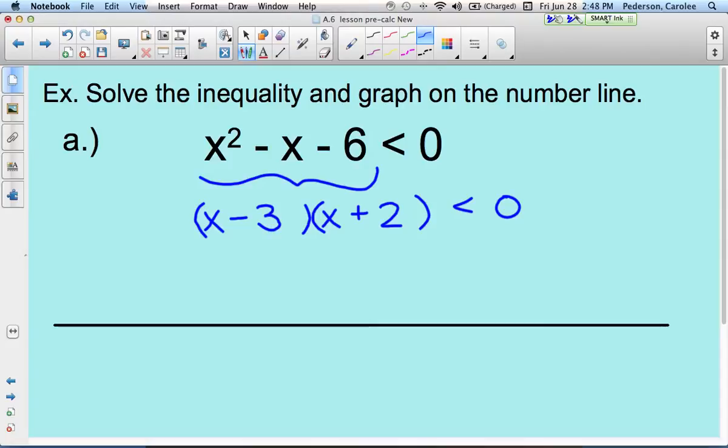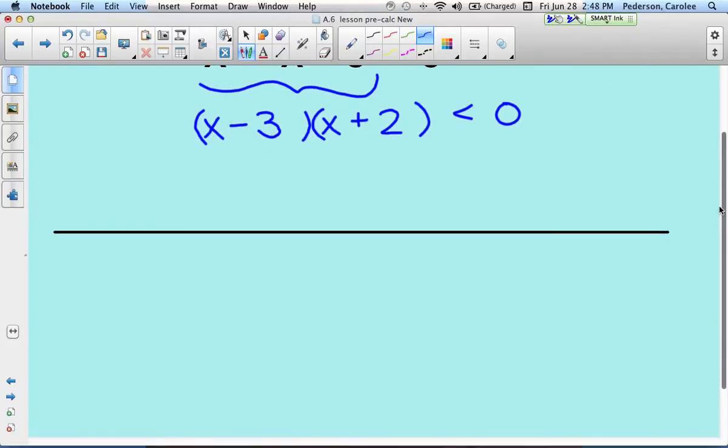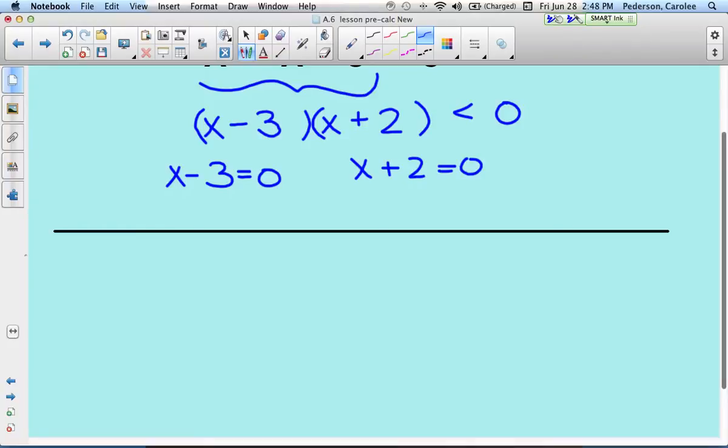So we're looking for intervals. First thing we need to do is find what we call critical points or critical numbers. This is a very important thing when you move into calculus next year, that you understand critical points or critical numbers. So we want to take these two factors and set them equal to 0. So we have x minus 3 equals 0 and x plus 2 equals 0. It's kind of like the zero product property. And we solve them for x. So we're going to add 3 and subtract 2. So these two things are called the critical numbers or critical points.